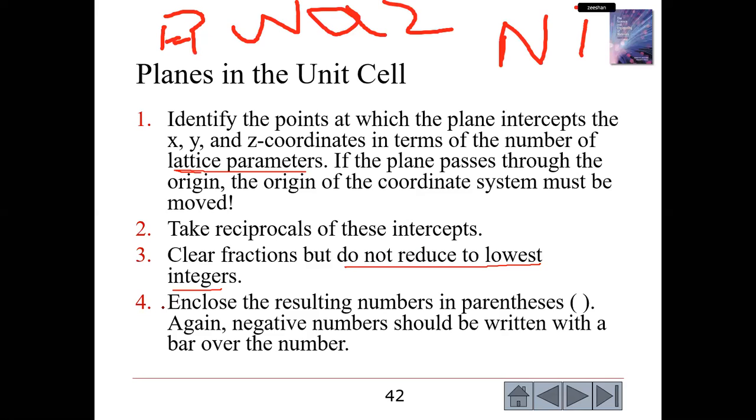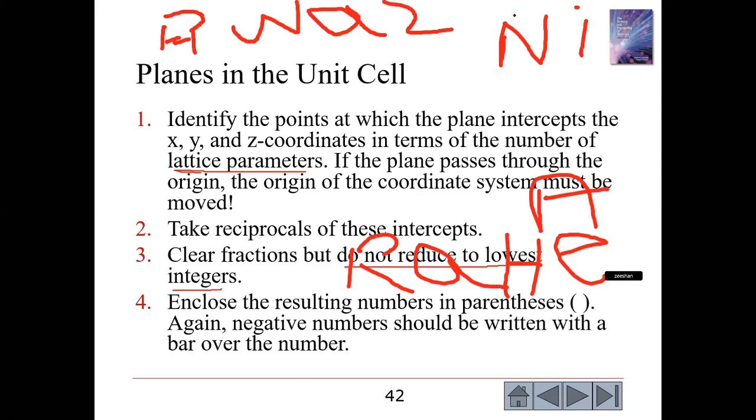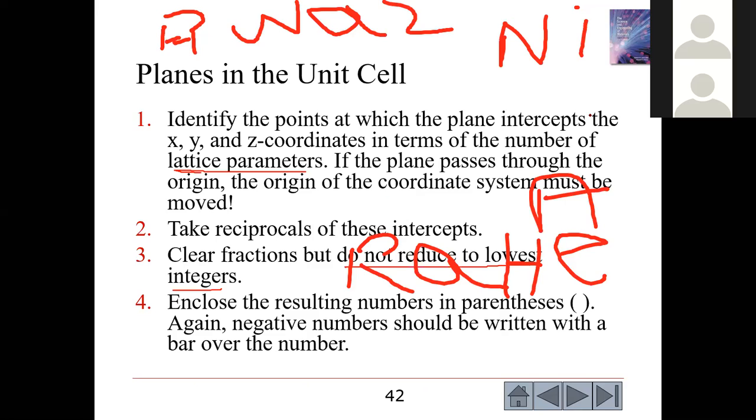Okay. Am I not audible? Please raise your hands if you hear me. Okay, please remove these annotations from the screen.